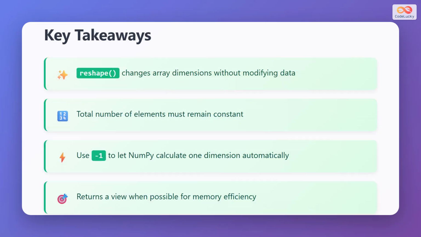Let's review the key points. First, reshape changes array dimensions without modifying the underlying data. Second, the total number of elements must remain constant between the original and reshaped array. Third, you can use -1 to let NumPy calculate one dimension automatically. And finally, reshape returns a view when possible, making it memory efficient. With these concepts, you're ready to reshape arrays confidently in your NumPy projects.